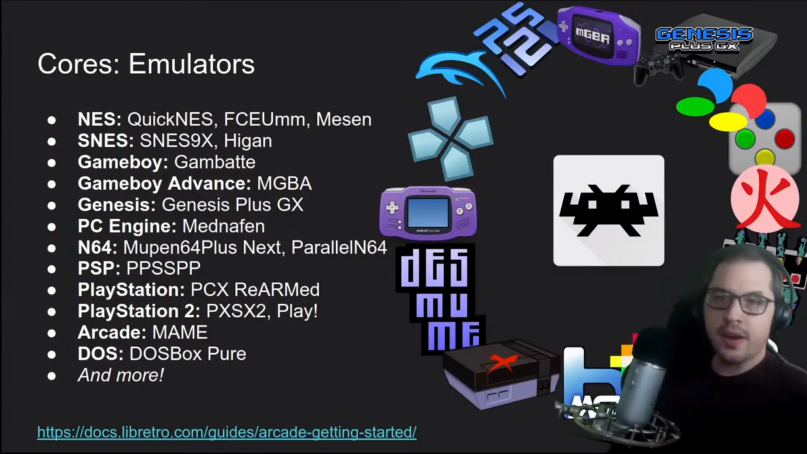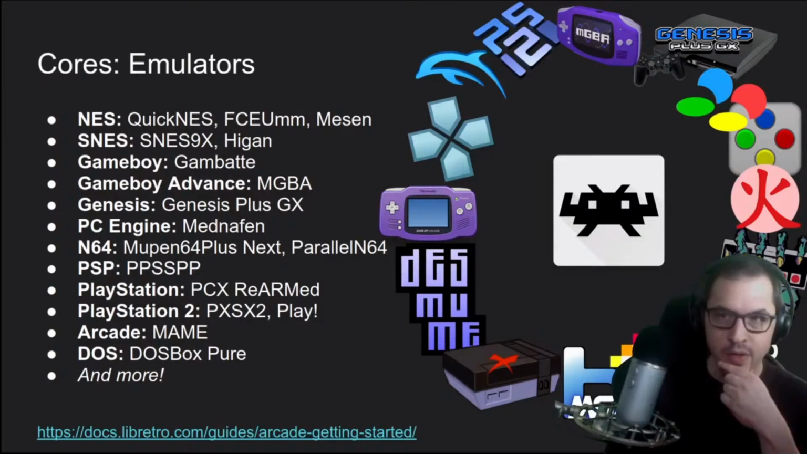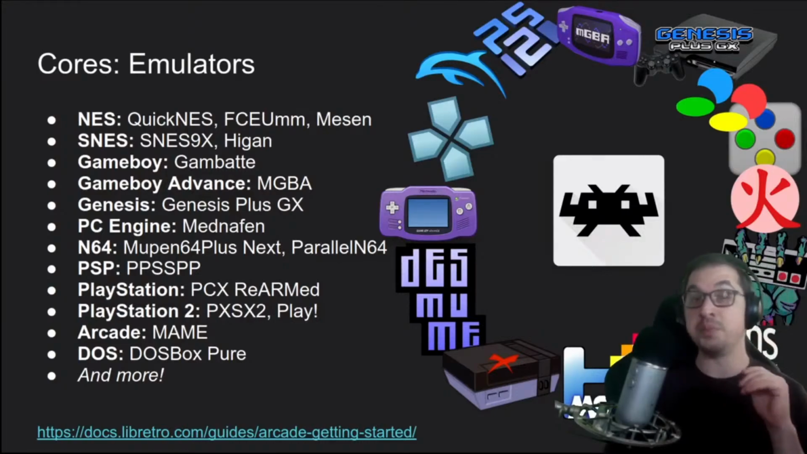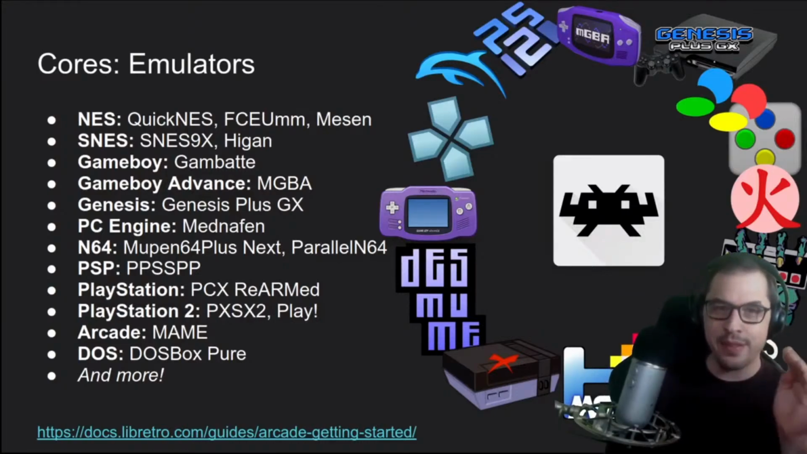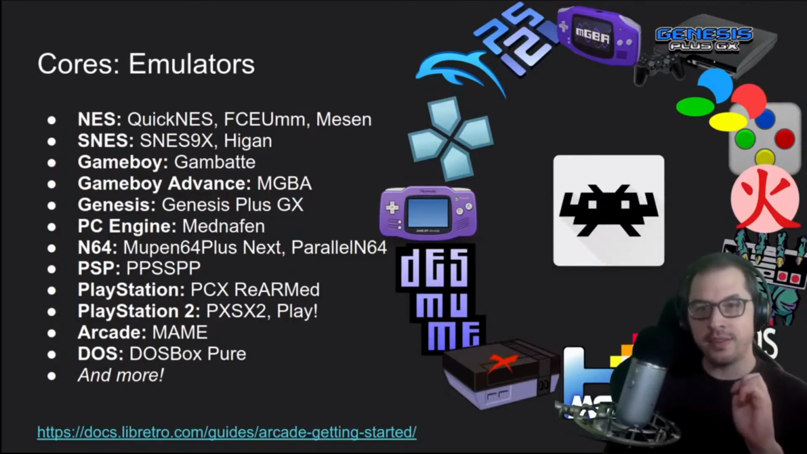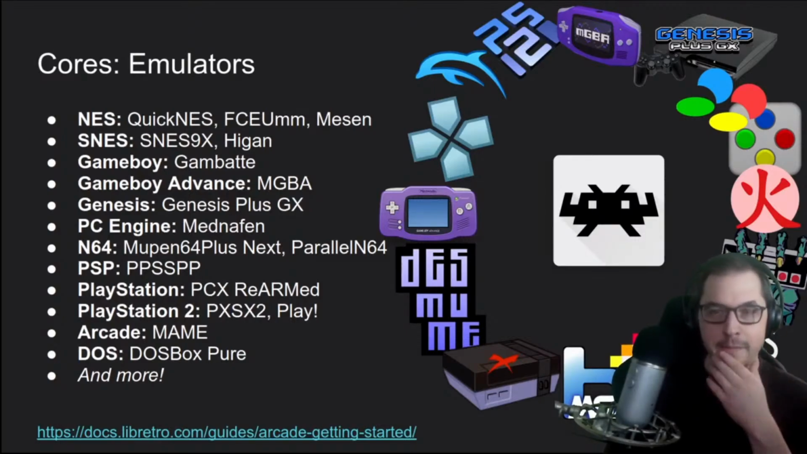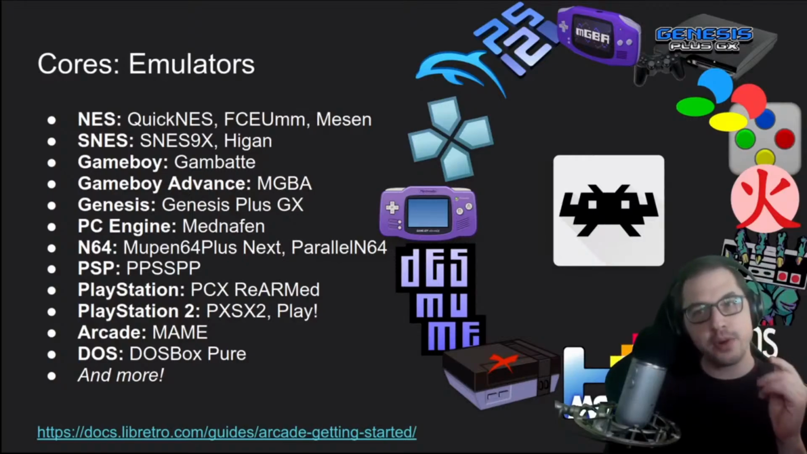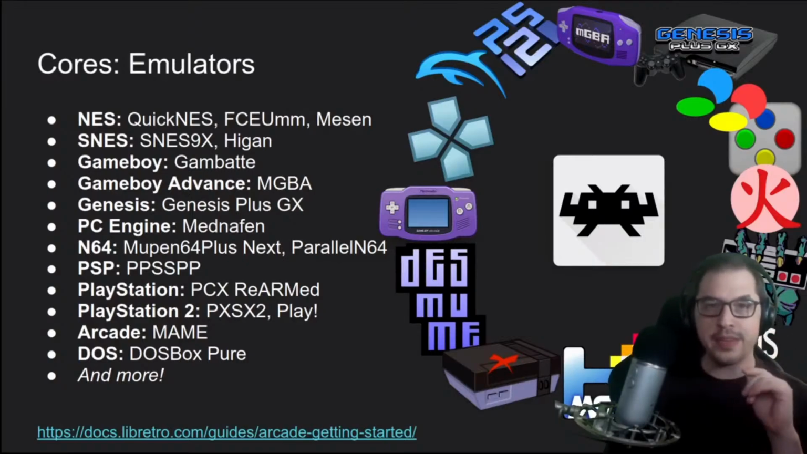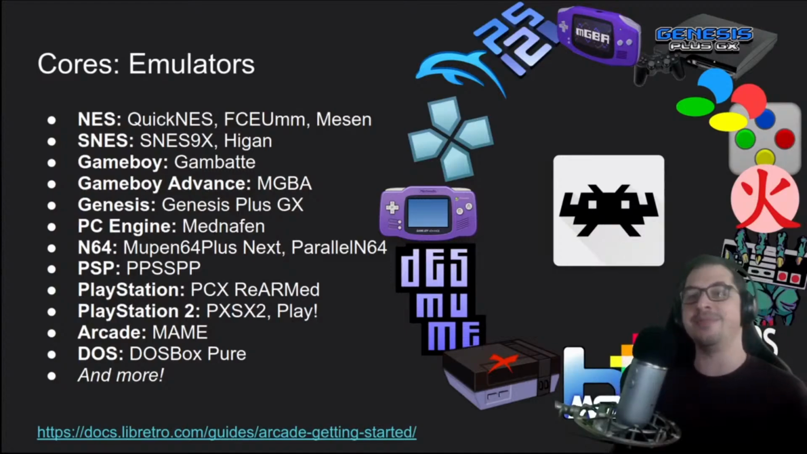DOSBox Pure is also one of the most recent cores added to this list, and it kind of blows my mind. It gives you the ability to load DOS games directly from a zip file, and adds cheat support. Having the ability to rewind directly in a DOS game is hilarious to see as well. So cool. You should definitely check it out.